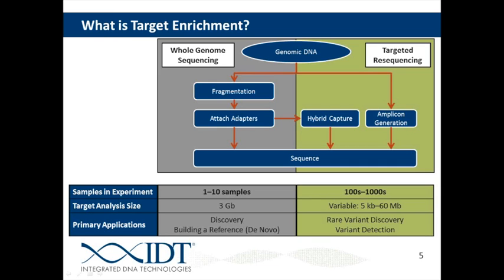The target size for that application is generally 3 gigabases and is usually useful for discovery or building a reference genome. Targeted resequencing, on the other hand, can be done either with hybrid capture or amplicon generation before being sent for sequencing. You can increase your sample throughput to hundreds to thousands of samples, and the target analysis size could vary from 5 kb to 60 megabases. The applications used for targeted resequencing are rare variant discovery and variant detection, and other applications exist as well, but those are the primary ones.